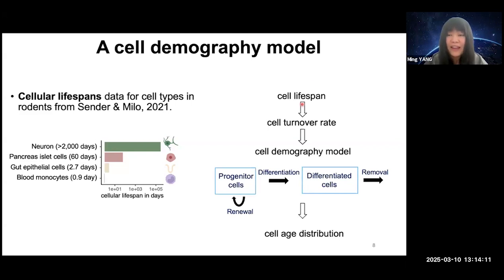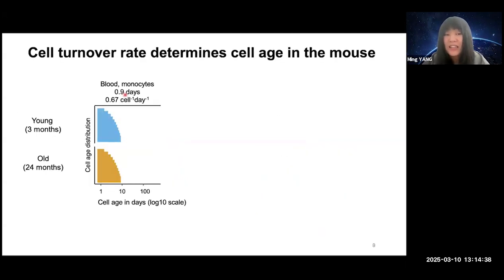And with the cell lifespan data and also a set of simplifying assumptions, we first translate these cell lifespan data into cell turnover rate. And then we build a cell demographic model to estimate the cell age distribution. So I will skip all the technical details here, but for the cell age distribution, basically we can input the animal's age and the cell turnover rate, and it will give us a cell age distribution.